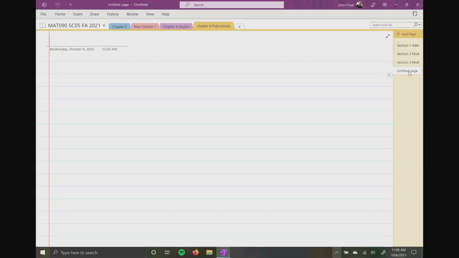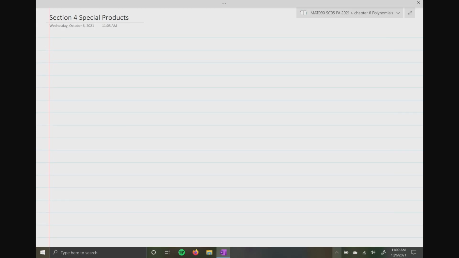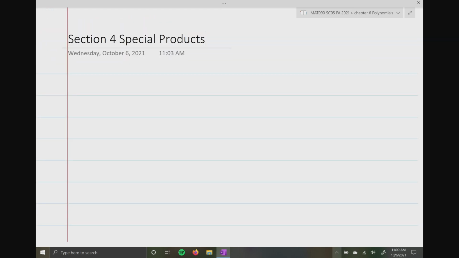So this section is section 4, and it's called special products. Now these are special because they have a pattern, or it just looks like something. If you ask me, everything that we're going to be doing here is going to be the same exact thing we're used to. So before we do an example from this section, I want you to explain this to me.